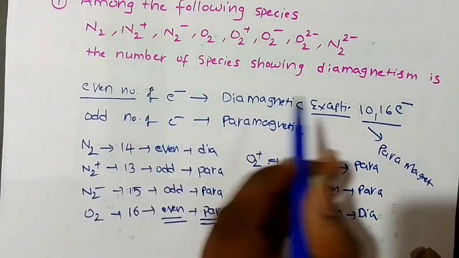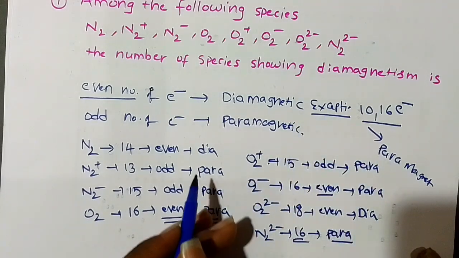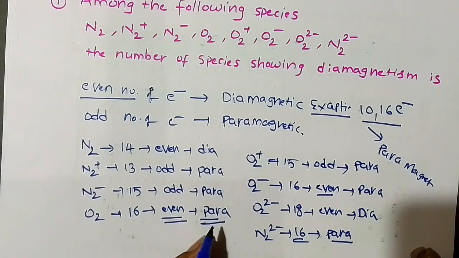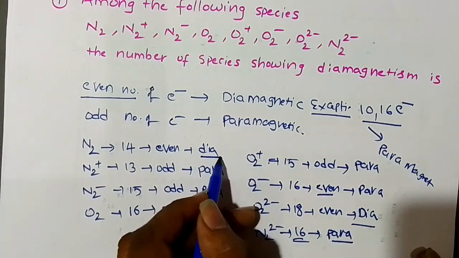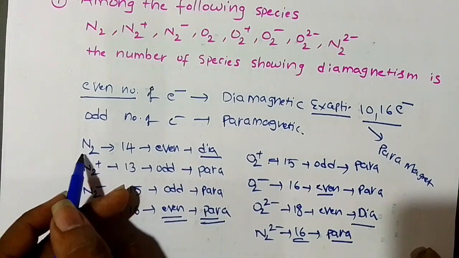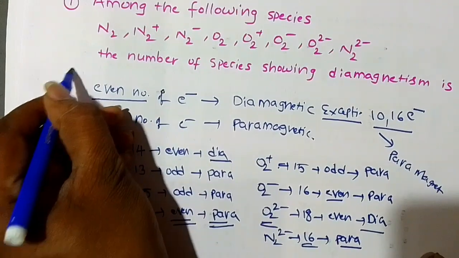Now, how many species show diamagnetic character? Only 2 species show diamagnetic character, that is N2 and O2 2-. The answer is 2.